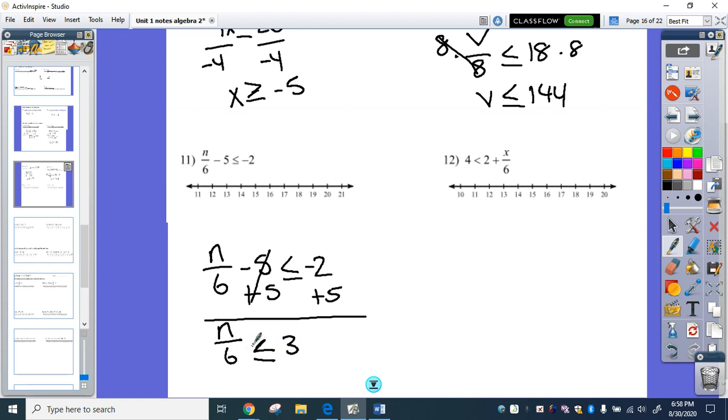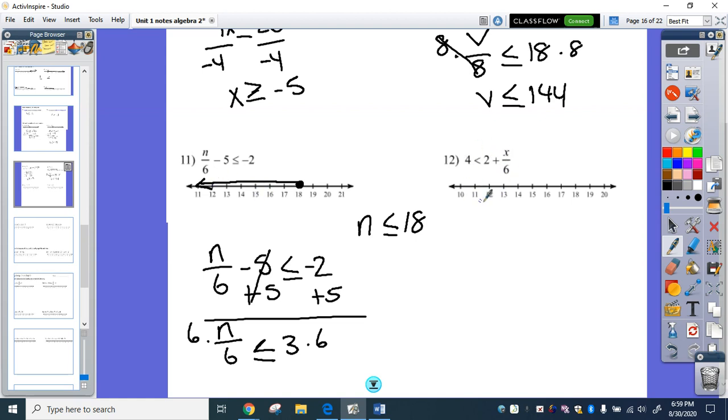Now we're back to a problem just like we had in number 10. We'll times both sides by 6. So we end up with an answer of n is less than or equal to 18. Less than or equal to means closed circle. Less than shades left.